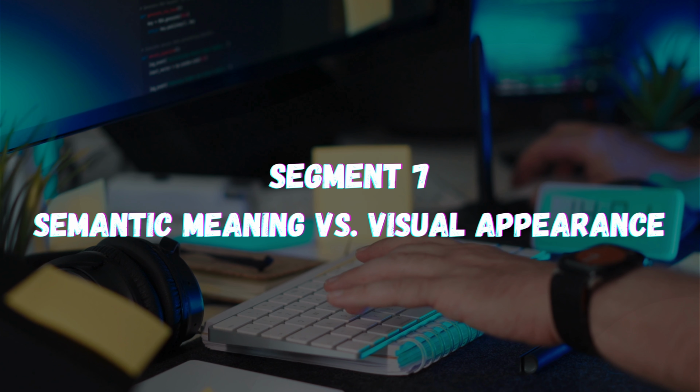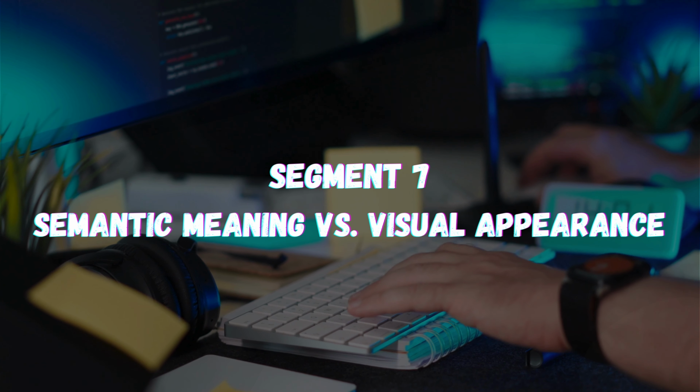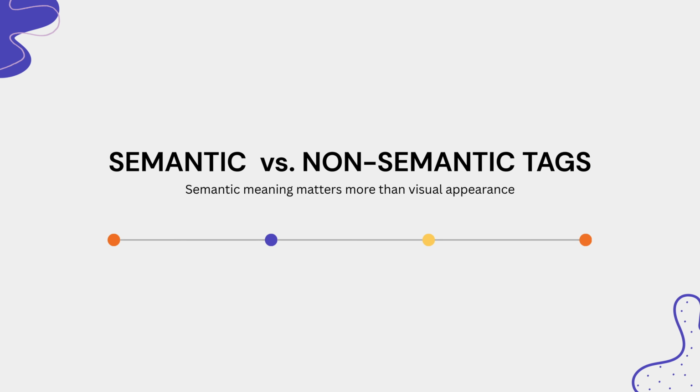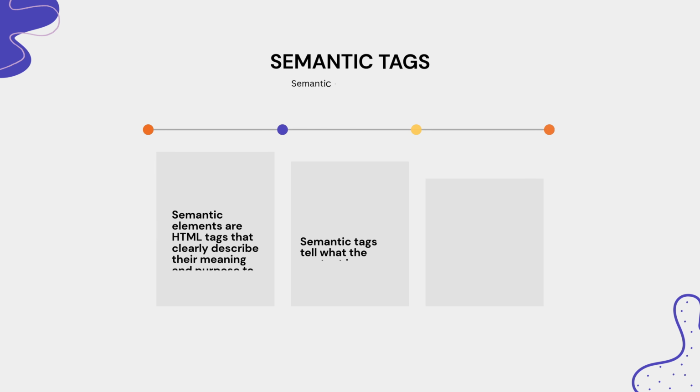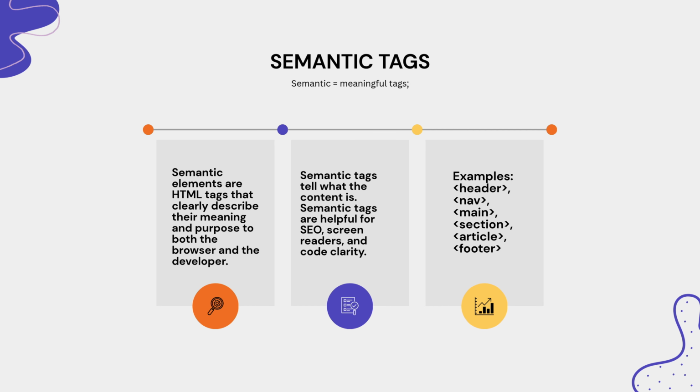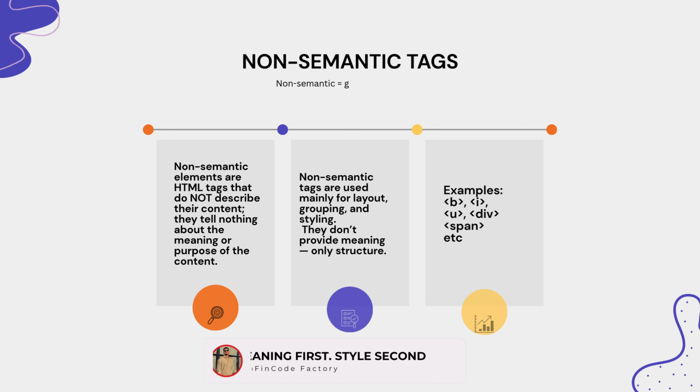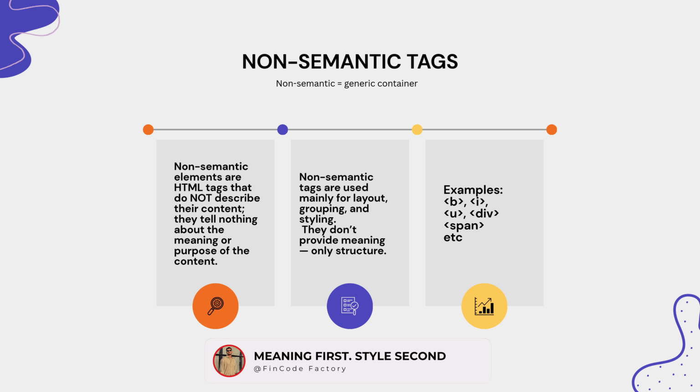Segment 7: Semantic meaning versus visual appearance. Now here's a key point that separates beginners from professionals. Semantic meaning matters more than visual appearance. When you use strong instead of B, you are telling the browser why the text is important, not just how it looks. This helps with search engine ranking, screen readers for visually impaired users, and even AI tools that interpret your content. So always think, what does this text mean? Not just how do I want it to look.